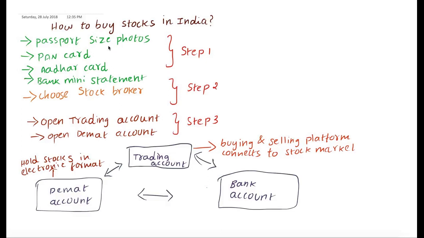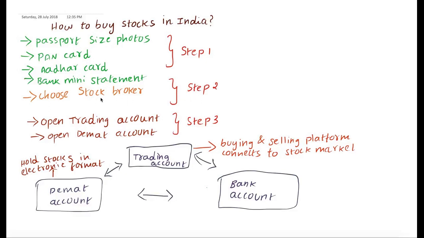Passport size photos, this is not a complex process. PAN card, this is an important mandatory thing that you need to submit to the stockbroker, because using this information only the Income Tax Department of India can track your stock buy and sell transactions. And then Aadhaar card is becoming mandatory nowadays for every process. So if you don't have an Aadhaar card, please try to take the Aadhaar card from the Aadhaar card representatives. And then bank mini statement, this is the bank mini statement. The alternative would be a cancelled cheque. These are the important documents that are needed to open an account with a stockbroker.